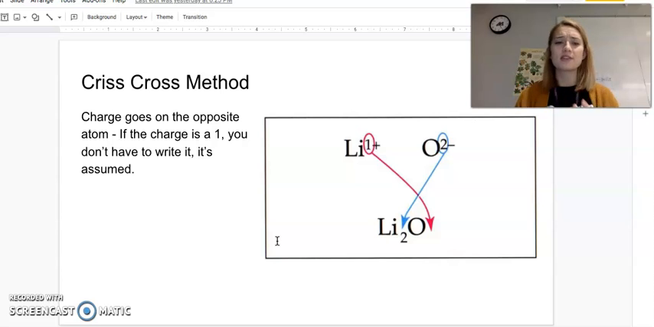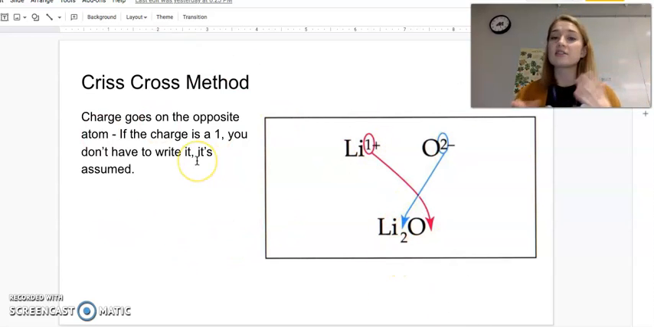To give you a visual for that, right, the charge just goes on the opposite atom, just like this. So we can kind of take apart those two pieces and swap the numbers. That's why we call it the crisscross method. One thing to note is that if we ever have a plus 1 or a minus 1, we don't need to write that, right? It's kind of assumed if it's not there. But that's the crisscross method. It's really not too bad.